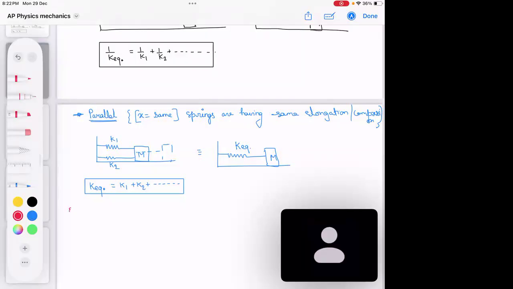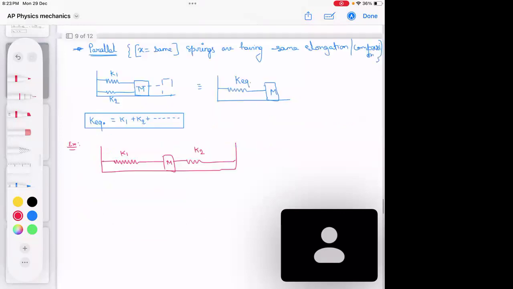There is one more example of parallel combination. Please tell me what that is. This is an example where many of you will get confused. See, have you seen this question? This is K1, this is K2, and this mass M is connected.